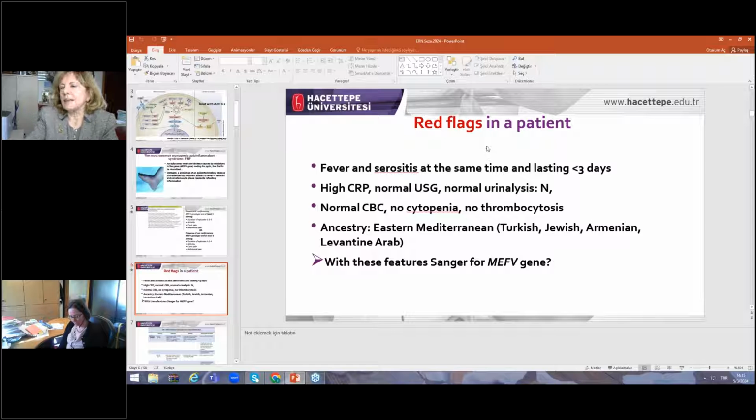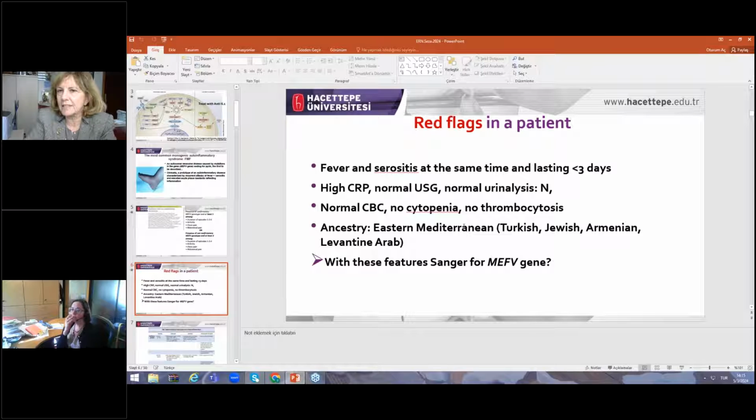Now, red flags in a patient. What should lead you to think about FMF? Fever and serositis at the same time, lasting less than 3 days. If it's more than 3 days, go and ask for a panel. High CRP, and you have to, of course, exclude other causes of fever in children, because 90% will present in childhood. The ancestry, it's a common disease in Eastern Mediterranean.